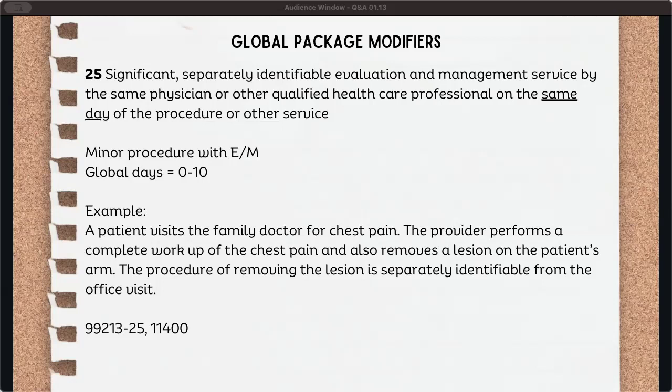Okay. So the example for this is a patient visits the family doctor for chest pain. The provider performs a complete workup of the chest pain, and then they also remove a lesion on the patient's arm. So since the procedure of removing the lesion on the arm is significantly and separately identifiable from the office visit, then we are able to append the 25 modifier to our evaluation and management service, the 99213. And then our lesion, that is the removal of the lesion, that's going to be coded with the 11400.